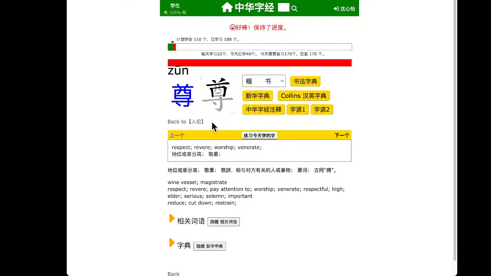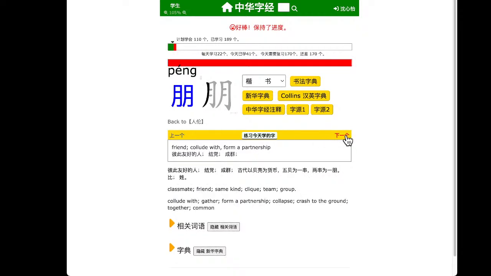尊 means to respect, or revere, and venerate. 朋 refers to your friends and the people with whom you work and you have partnerships and you do things together.